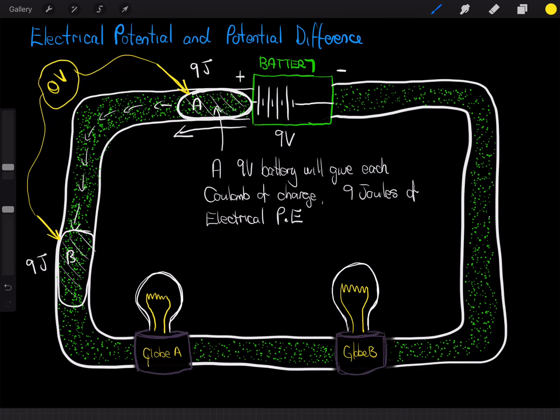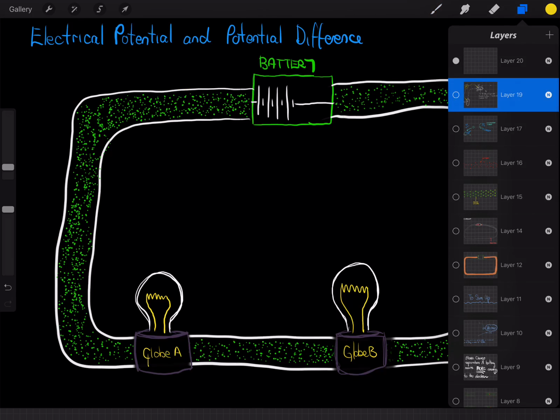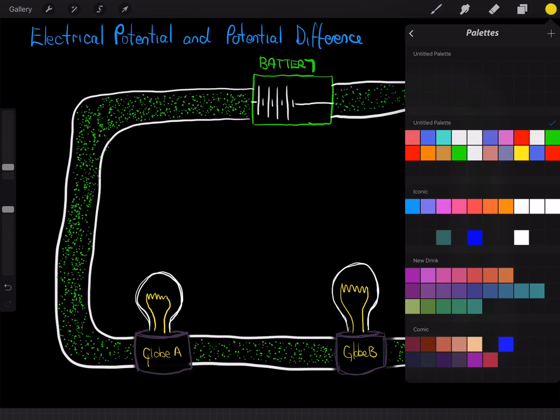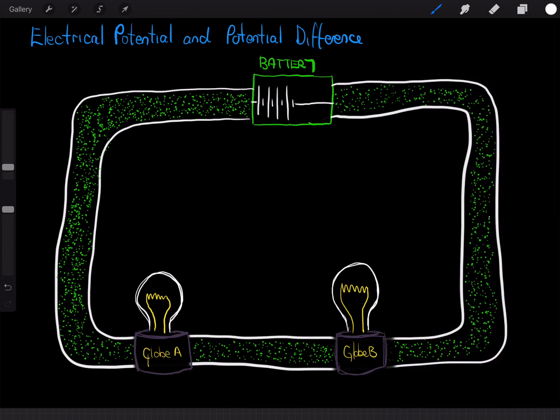Now let's consider that coulomb of charge was originally here. There it is. And remember, at that position, that coulomb has 9 joules of energy. Now let's imagine that it passes through our globe. So it's traveling through here, it goes through the globe, passes through the element or the filament in there, and then emerges, coming out the other end of the globe and continues down here.